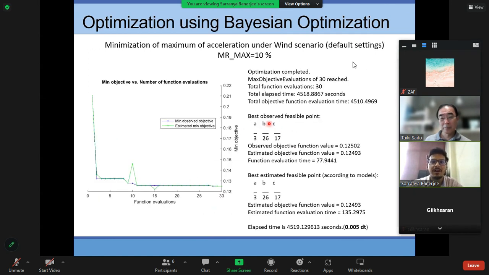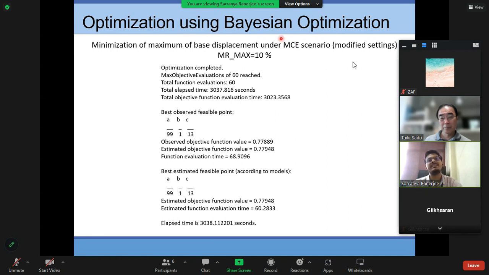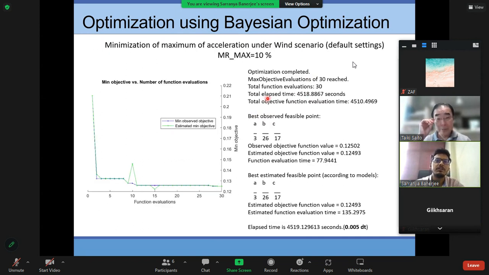After considering the maximum considered earthquake scenario for earthquakes, I have also checked for winds. In wind, we have 10 different wind loading scenarios. Here I have tried to optimize two objective functions. One is the minimization of the maximum acceleration at the top floor. In this case, only the acceleration of the main mass.